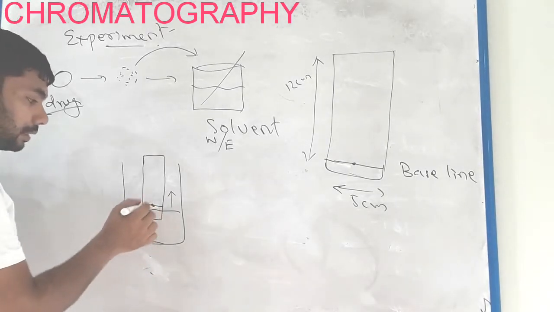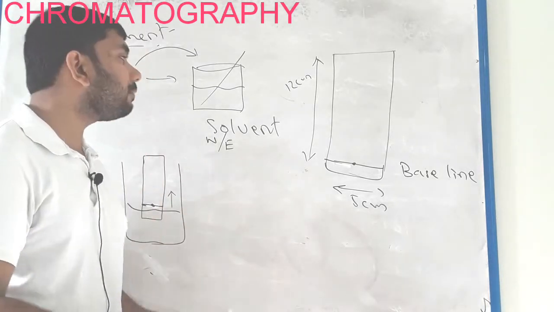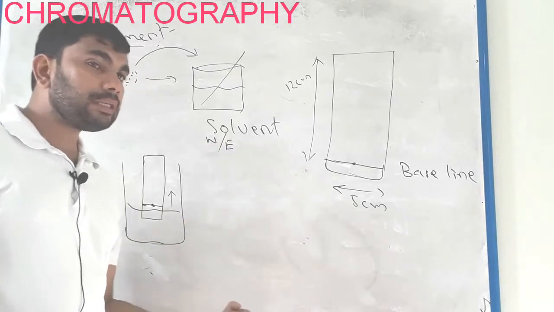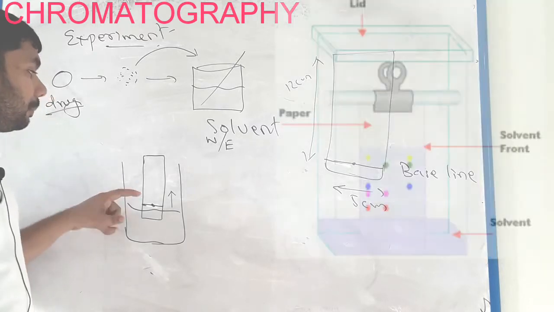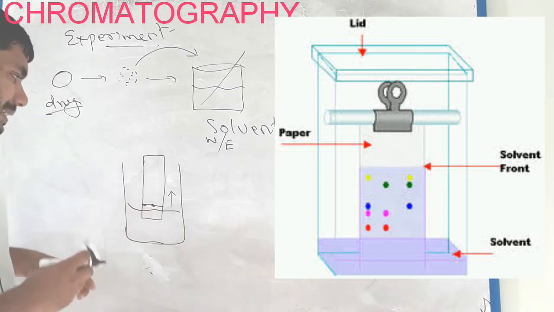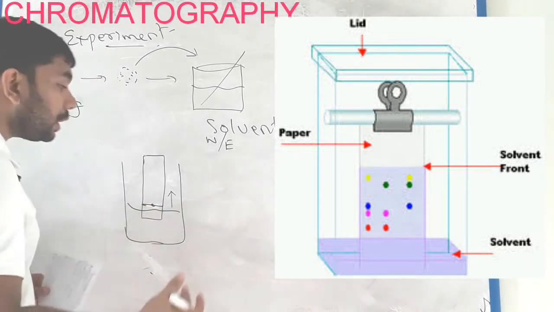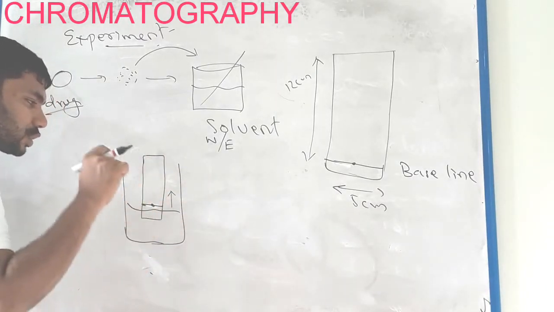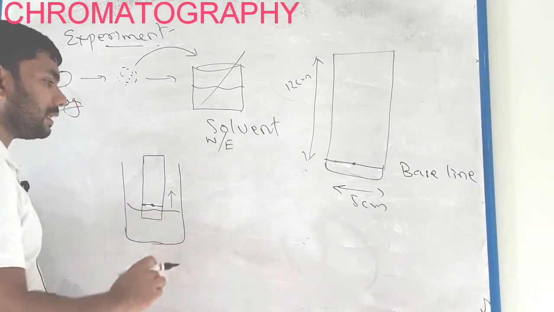And this is our sample drug. It consists of different types of chemicals. Different chemicals have different solubility in the solvent. Depending on the solubility, the chemicals will be separated. The most soluble chemical will move upward, the least soluble chemical will move less. So this sample consists of many chemicals. The most soluble chemical will reach the top, the least soluble chemical will move a shorter distance.